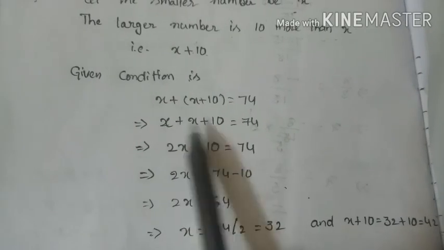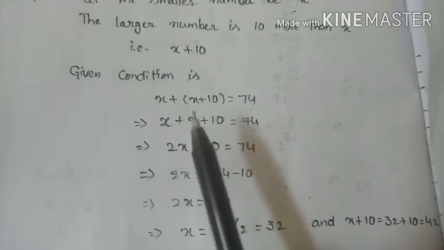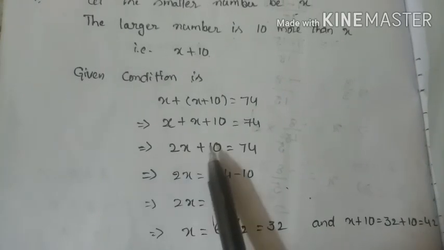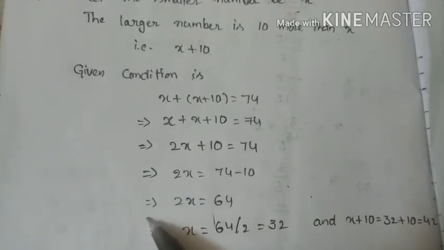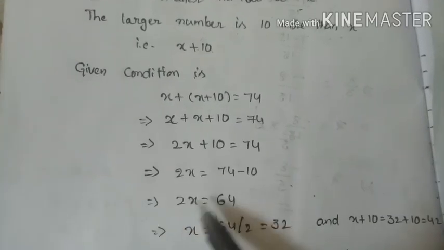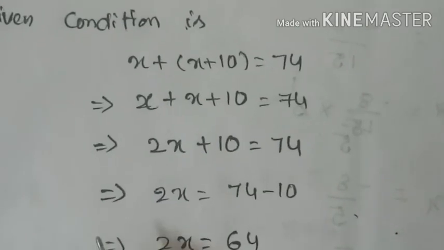Okay, why did I add these two? These two are the same variables. Next, 2x plus 10 is equal to 74. So we got the equation. Yes or no? Yes. Now we know how to solve the equation.